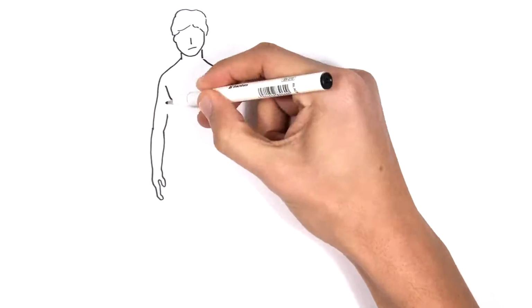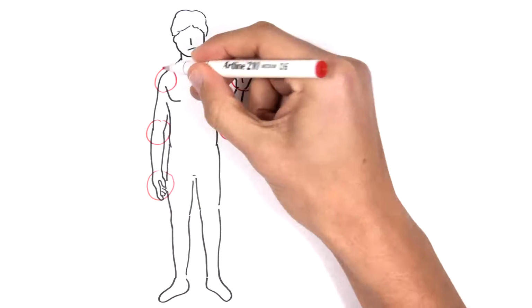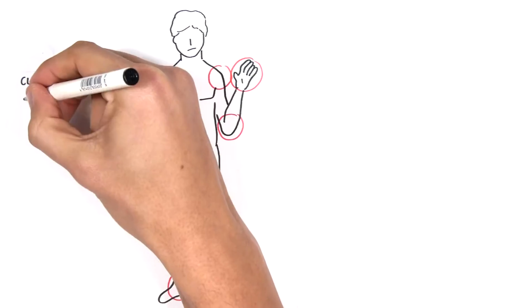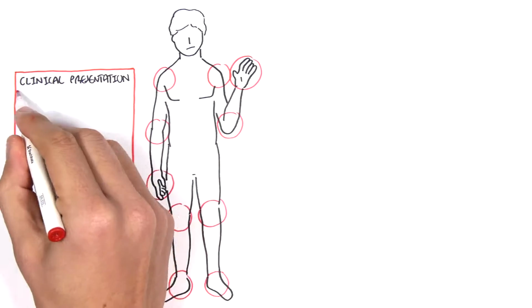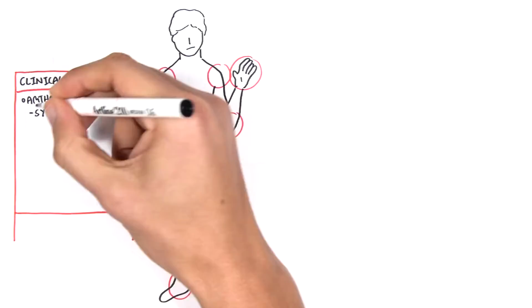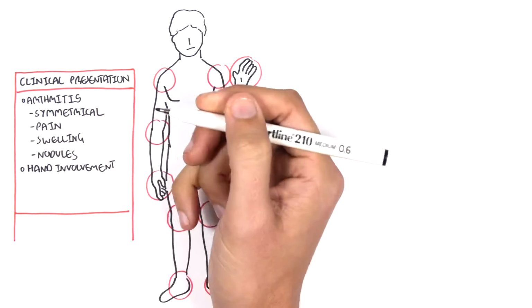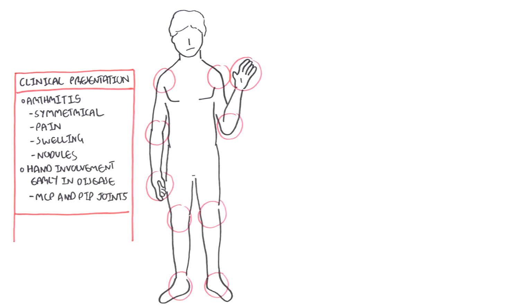Hello, in this video we're going to look at rheumatoid arthritis, which is a systemic rheumatological disorder affecting multiple joints. The clinical presentation of rheumatoid arthritis is arthritis, which is symmetrical. We have pain, swelling, as well as nodules around the area. Hand involvement is early in the disease and affects the metacarpophalangeal and proximal interphalangeal joints.